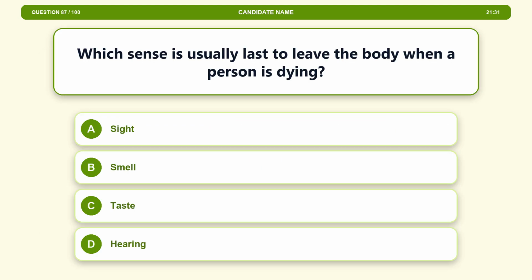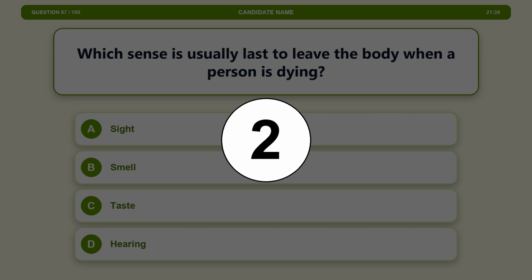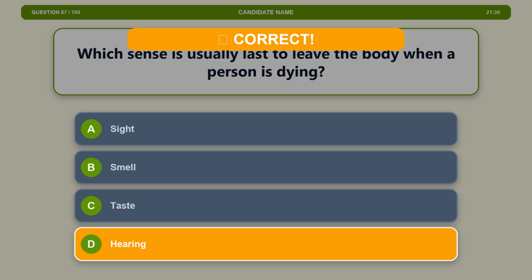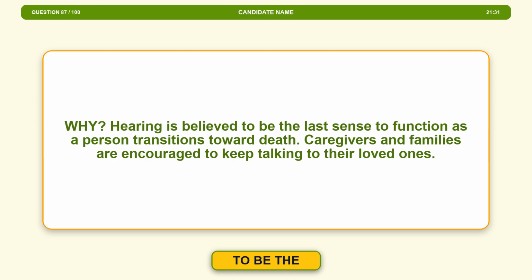Question 87. Which sense is usually last to leave the body when a person is dying? Option A, sight. Option B, smell. Option C, taste. Option D, hearing. The correct answer is option D, hearing. Hearing is believed to be the last sense to function as a person transitions toward death. Caregivers and families are encouraged to keep talking to their loved ones.